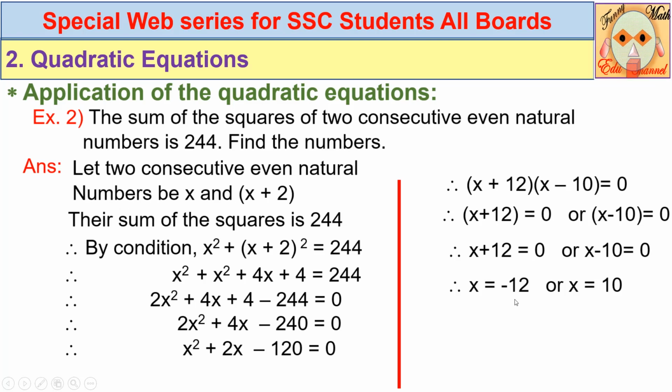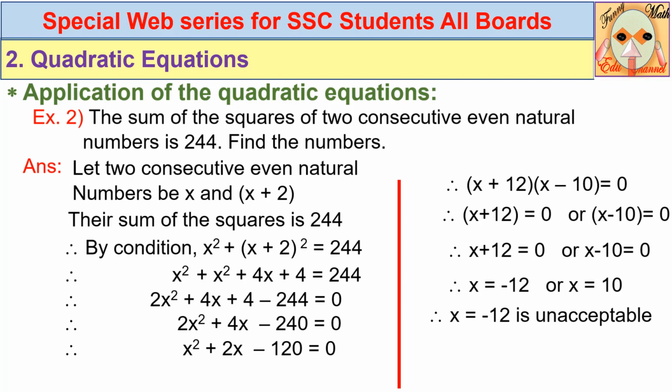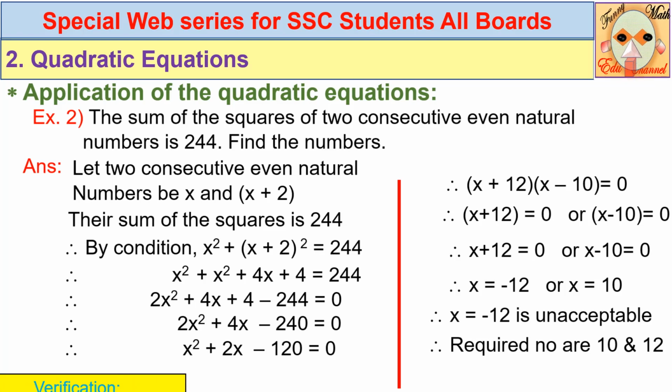a natural number. But can you say minus 12 is a natural number? No. So minus 12 is not acceptable. So you can write down here x is equal to minus 12 is unacceptable. So the acceptable value is x is equal to 10. So first number is x is equal to 10. Second will be x plus 2, that is 10 plus 2, that is 12. In this way the required two numbers are 10 and 12.